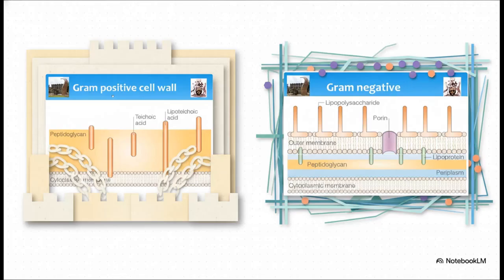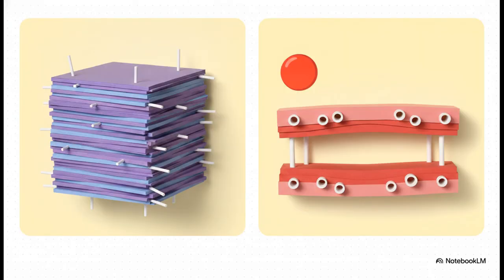And now we face what is arguably the most critical comparative dichotomy in microbiology. We've got the Gram-positive cell wall and the Gram-negative cell wall. Notice the stark visual difference here. The Gram-positive wall relies on the sheer massive thickness of peptidoglycan to defend itself. The Gram-negative envelope, however, relies on a highly complex, multi-layered fortress. Let's break those differences down.